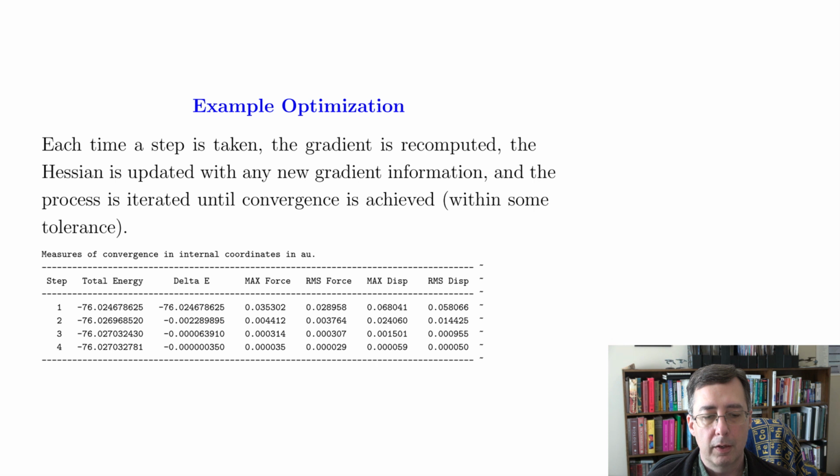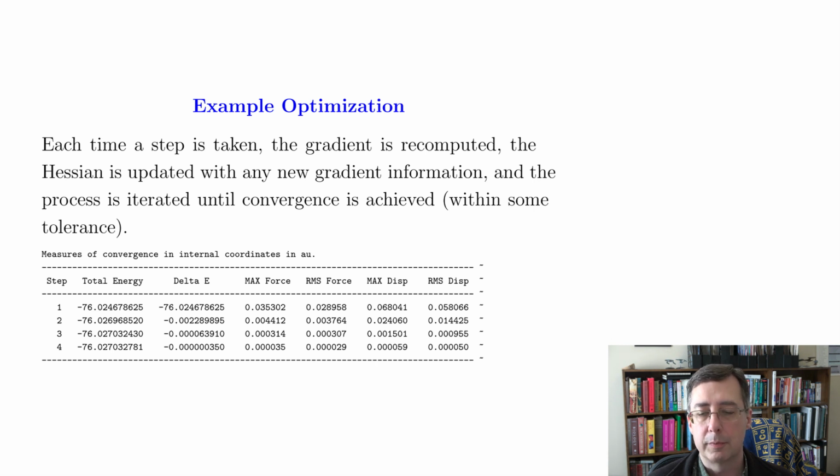We've gone from negative 76.0247 down to negative 76.0270. So we've decreased by a little less than 3 millihartrees, which is not bad. The next column just shows me how much the energy changed each time. Of course, the first step, there is no change. You're just starting on step number 1.